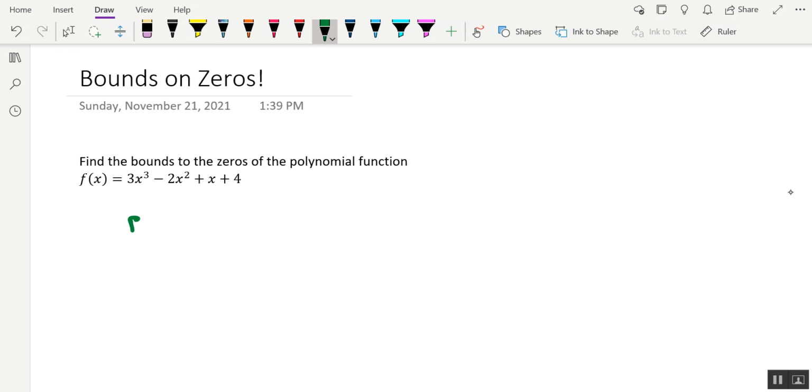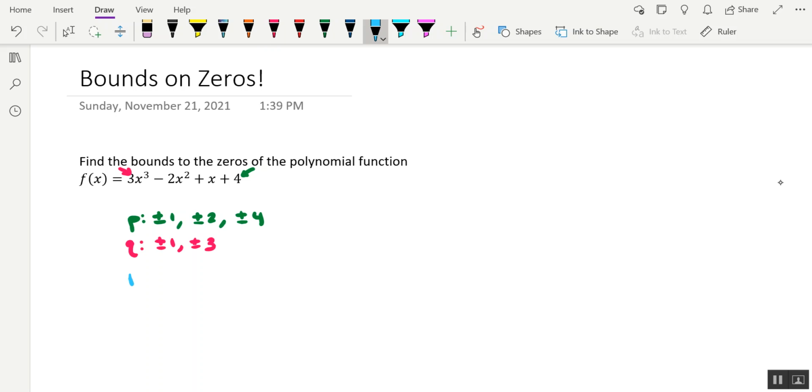So I'm going to make a list for p, which will be based on divisors of 4. It's plus or minus 1, plus or minus 2, plus or minus 4. And then a list for q, which will be based on divisors of 3. So plus or minus 1, plus or minus 3.